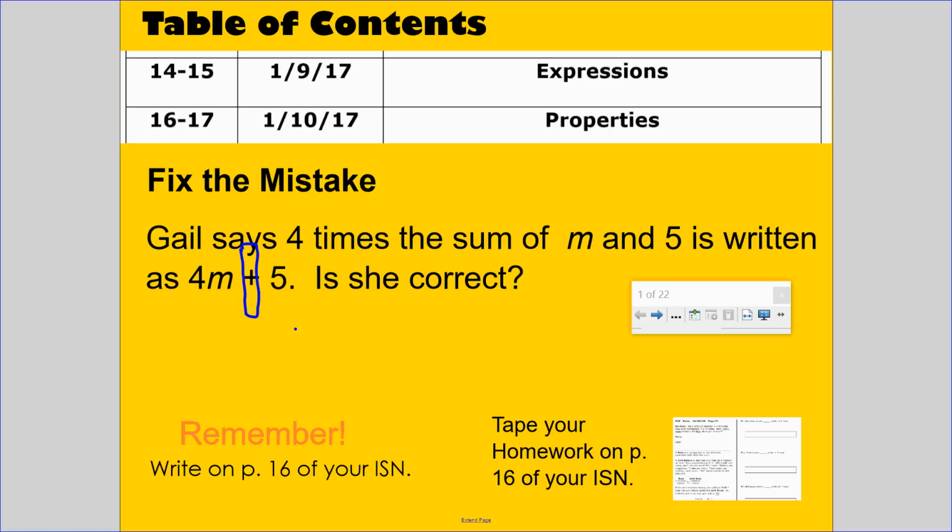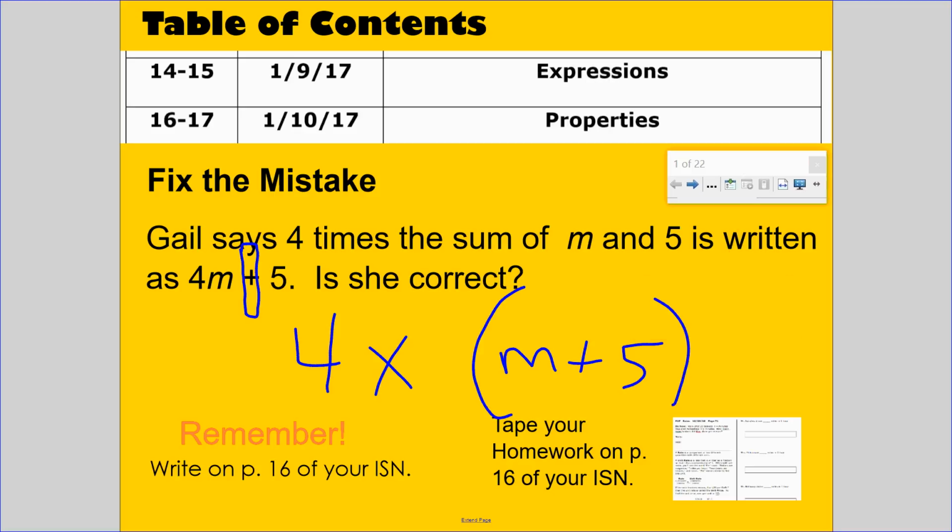This says we do 4 times the sum of m and 5. I mean, we need to add the sum of m and 5, but we make sure we put parentheses around it to show that this is 4 times the group, or the sum of m plus 5. So Gail is not correct.